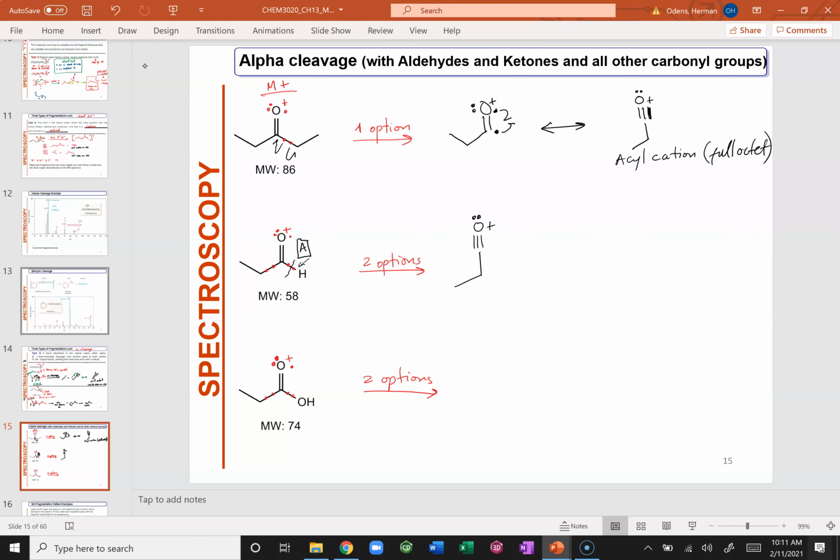All right. But we're looking at the homolytic cleavage. That will give us that. This will be A. This is your acyl cation. And B will be this guy: the O plus with 2 electrons and a triple bond with an H. This will be the B option.